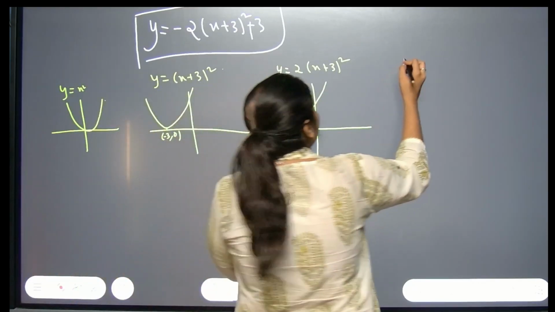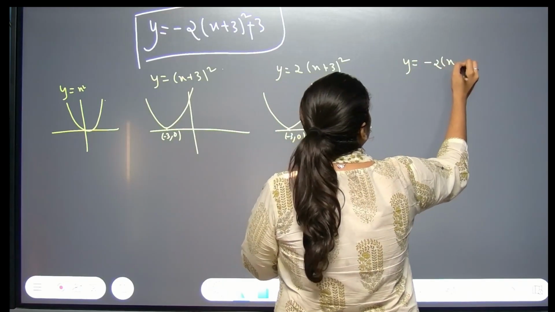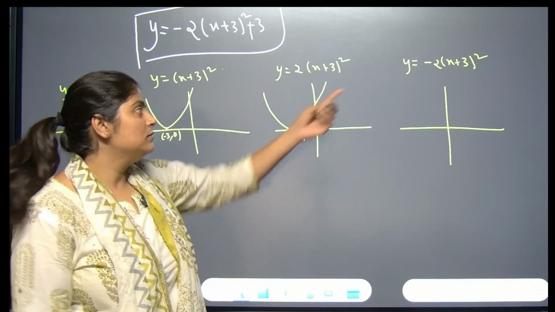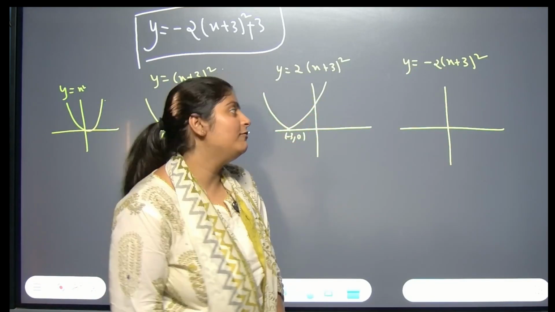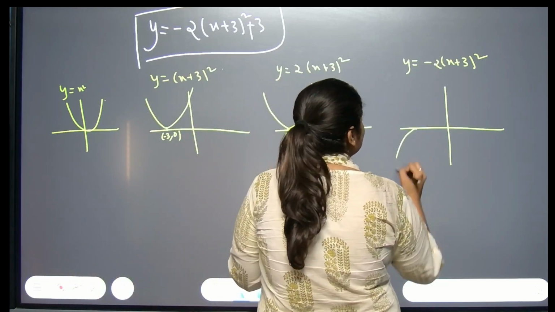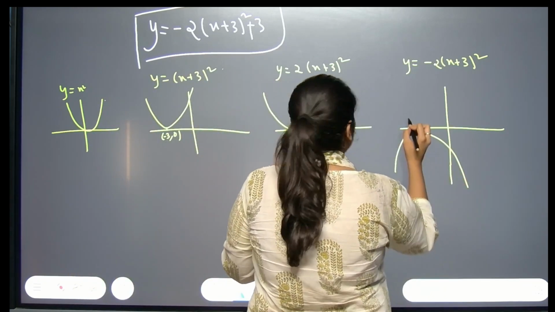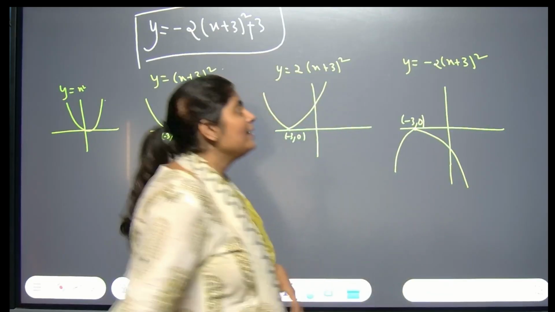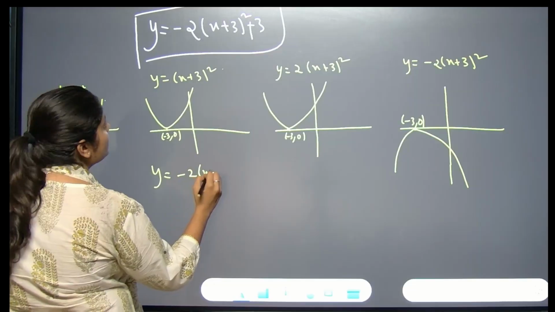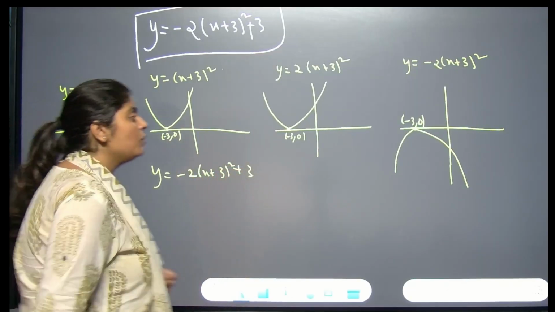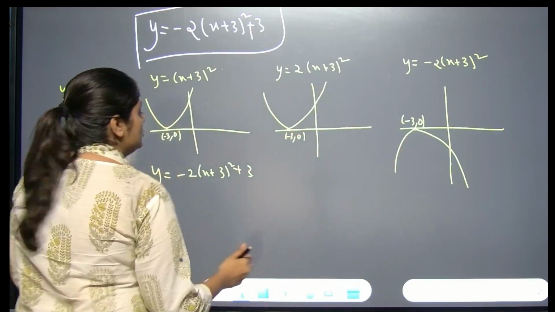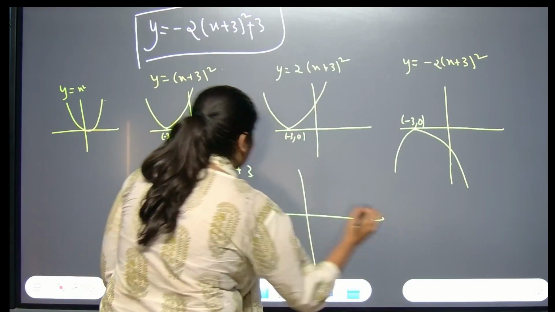Right. Next, we will plot the graph of y equals minus 2 times (x plus 3) whole square, and here the minus is outside. The graph would be reflected about the x axis. So the graph would become like this, with minus 3 comma 0. The last transformation we will use is y equals minus 2 times (x plus 3) whole square plus 3. So plus 3, the graph would shift 3 units upward. So this would be our final transformed graph.